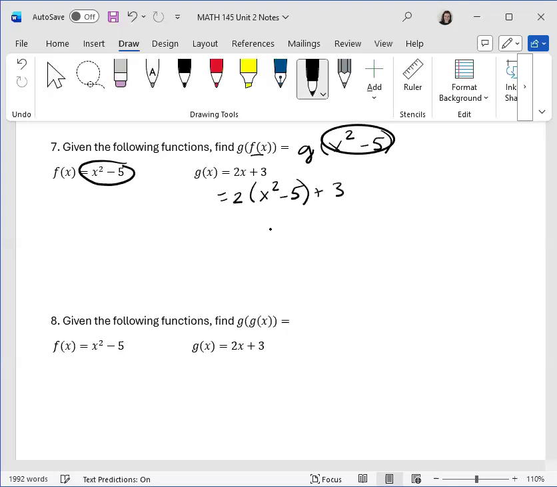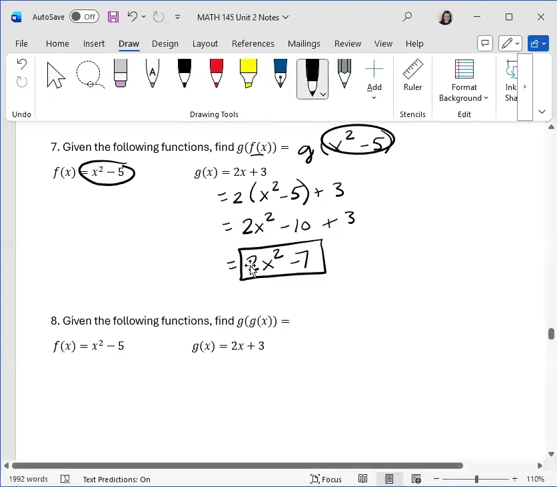plus 3. I am going to distribute the 2. So I would have 2x squared minus 10 plus 3. And combining like terms, we're left with 2x squared minus 7 as our answer to that composition of functions.